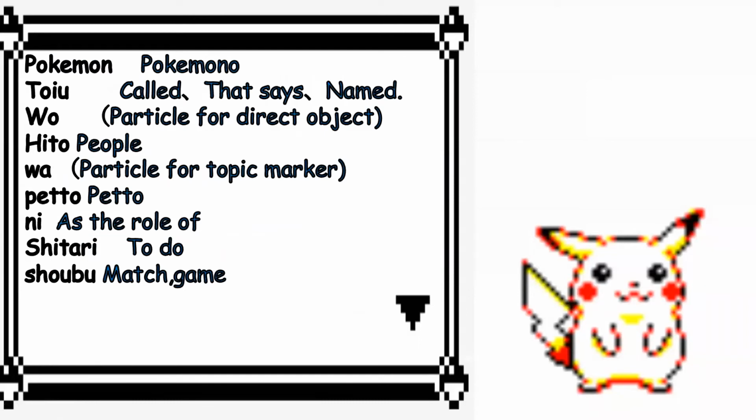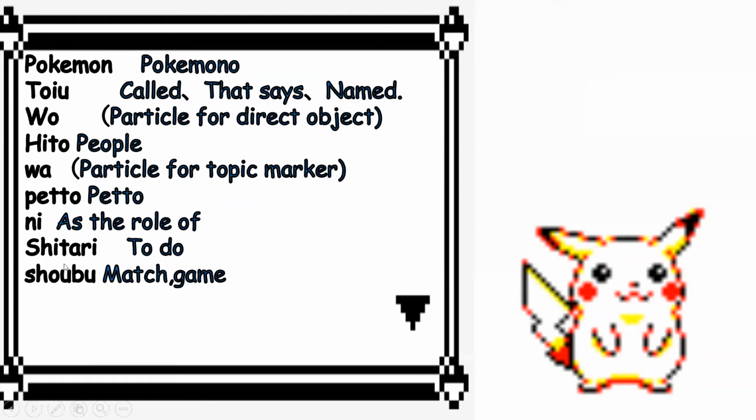Next one is our petto, for our pet. And for our ni, this one's a function, as in the role for this sentence. So we're saying here that Pokemon has a role as a pet. Then we have here our shitari.